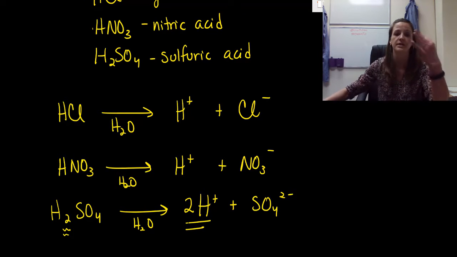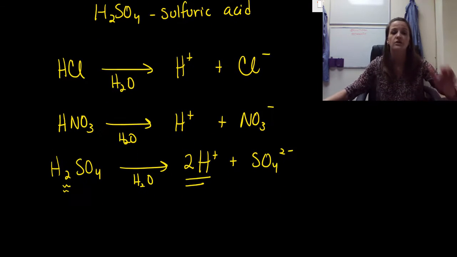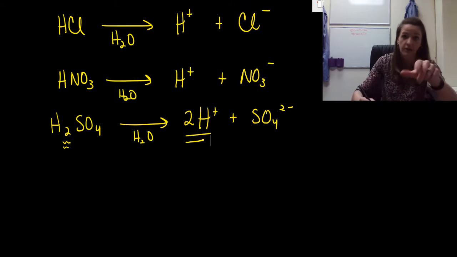So these are our 3 examples of strong acids. Everything else in this course is going to be considered a weak acid. So if I say anything else except for hydrochloric, nitric, or sulfuric, it's going to be a weak acid. Everything else, these 3 are your strong acids.